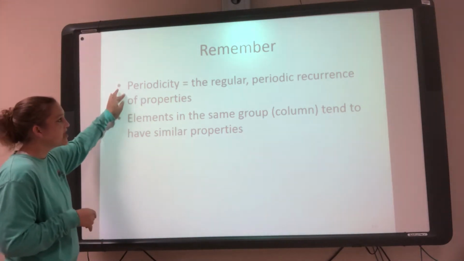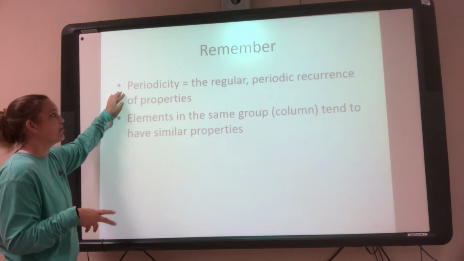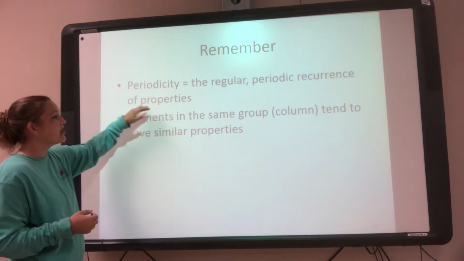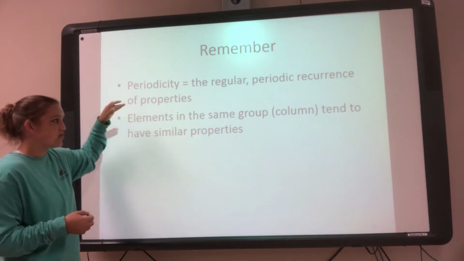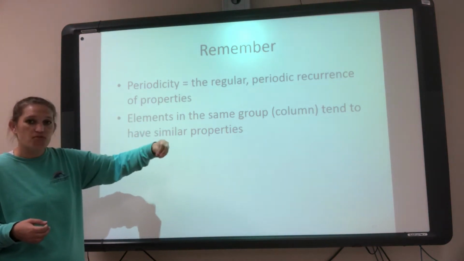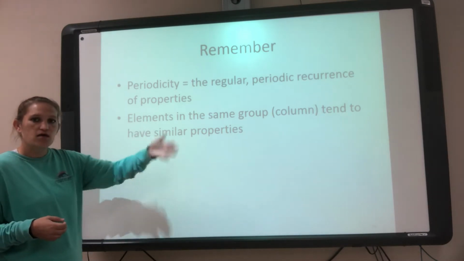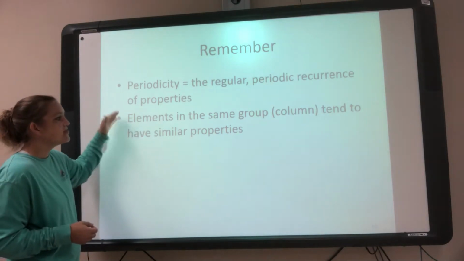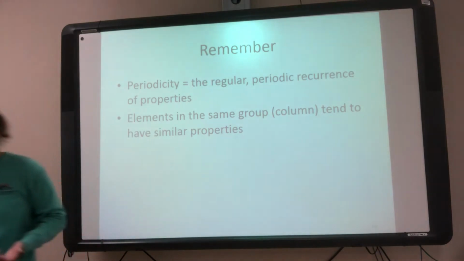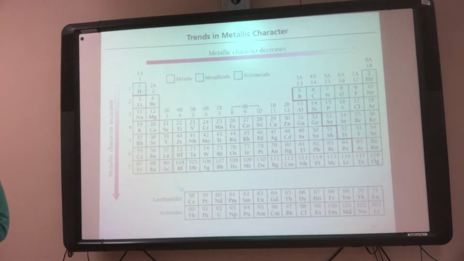So remember we said that it's called the periodic table because there's periodicity, the regular periodic occurrence of properties. Because of the way the periodic table is laid out, I should expect certain properties to occur in a pattern. The elements that are in the same group or column tend to have very similar properties. So the first property we want to talk about is metallic character.